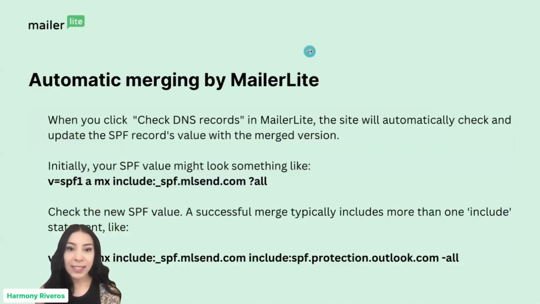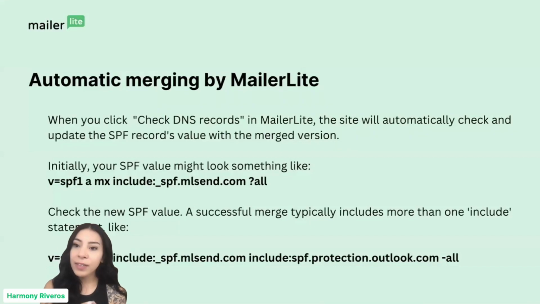So how to get past this? There are a few ways. Because you can only have one SPF record, you don't necessarily want to get rid of the others because you might need them for specific reasons. Like I said, it could be other mailing services, it could be several different things. If you don't need those other SPF records, you can delete them. But assuming that you do still need all of the SPF records in your hosting provider, this is when the automatic merging comes in. When you click check DNS records in MailerLite, the site will automatically check and update the SPF record's value with the merged version.